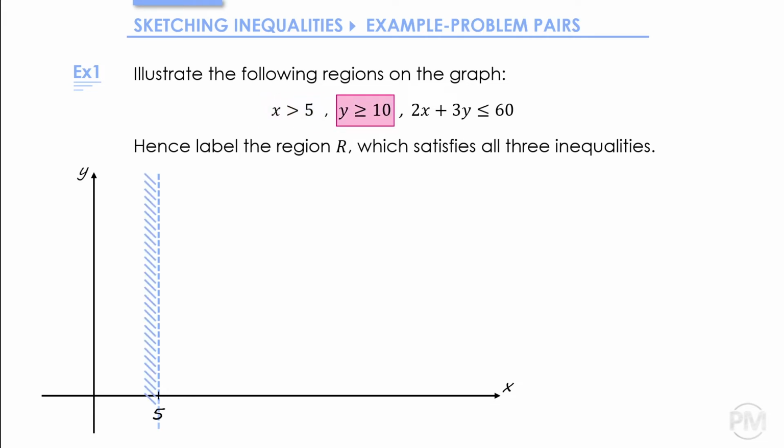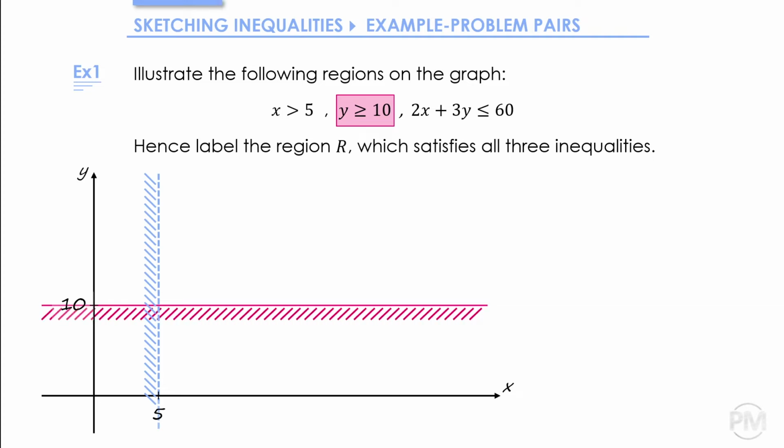Next up is y is bigger than or equal to 10. We mark 10 on the y-axis, we draw a horizontal line. This time it will be solid because it's greater than or equal to. And we shade the side we don't want. We want y is bigger than 10, so we shade underneath the line. Next, we've got 2x plus 3y is less than or equal to 60. If you can draw this line without any working out, great. I'm going to do a little bit of working out to show you how I would draw this line.